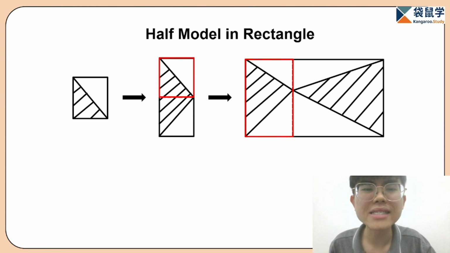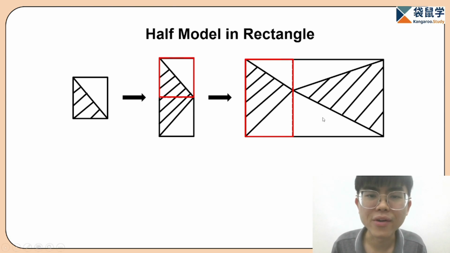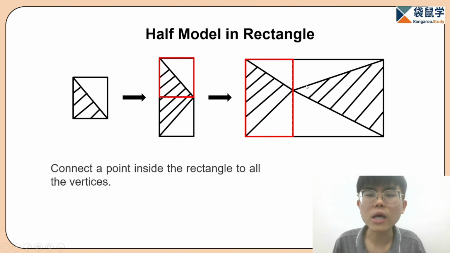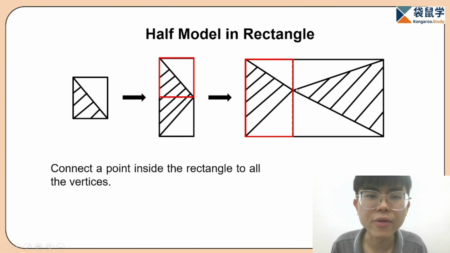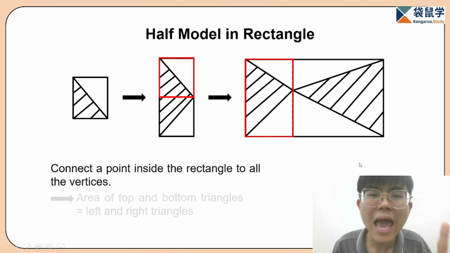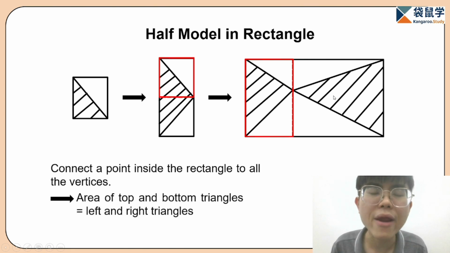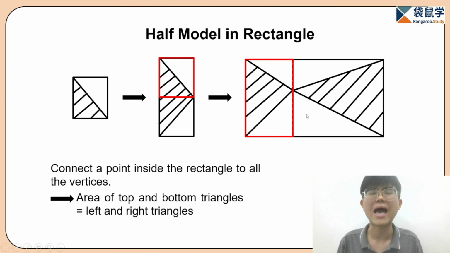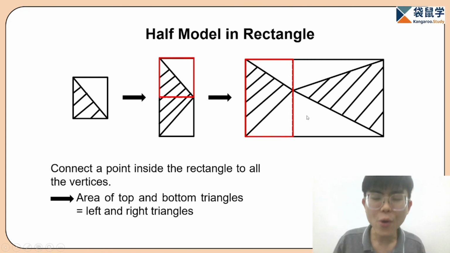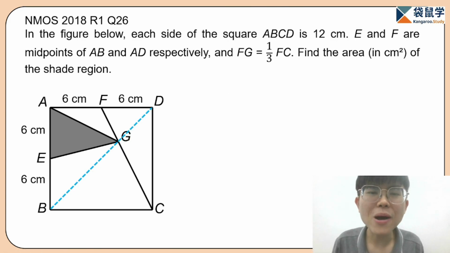So what is the characteristic of the model in the third example right here? We'll need to connect a point inside the rectangle to all four vertices. And then the area of the triangles formed at the left and also the right is equal to the area of the triangles at the top and also at the bottom. Now, let's go back to our question. So we learned about the half model.